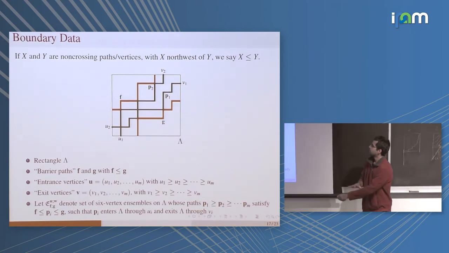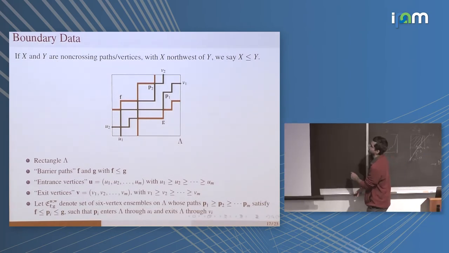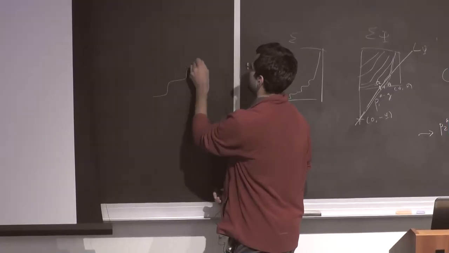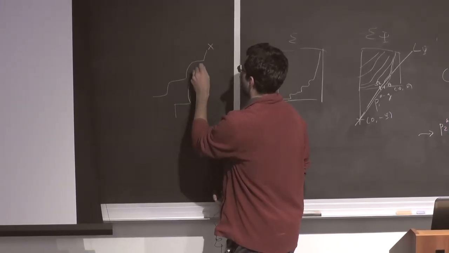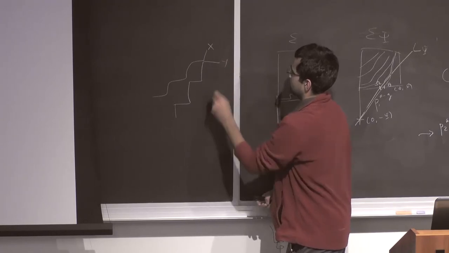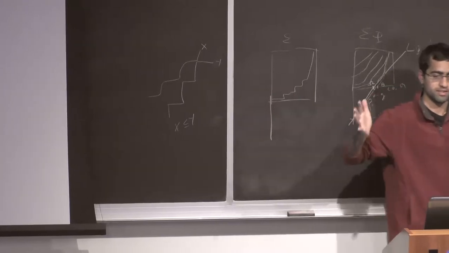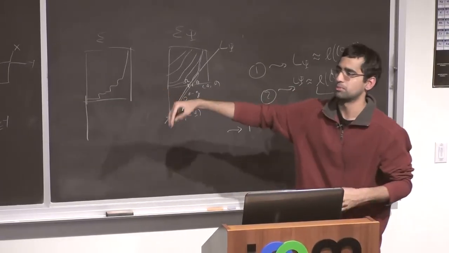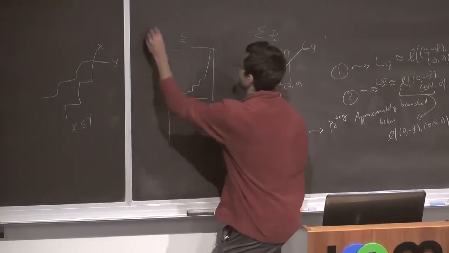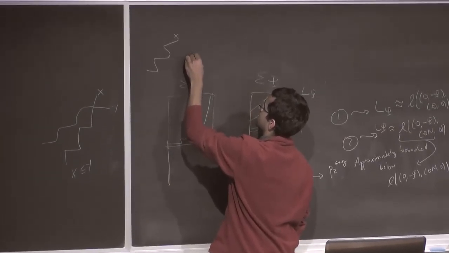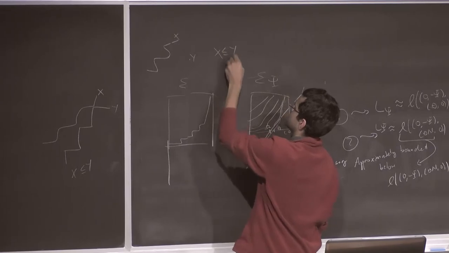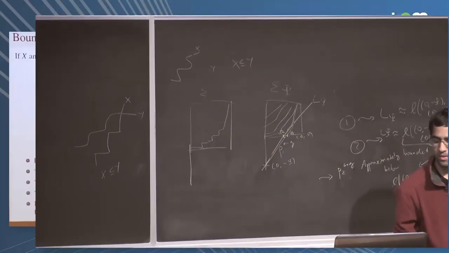So I'll first need to introduce some notation on the boundary data. I'll start with some rectangle lambda, and I'll say that two paths, or vertices, I mean, you can view them as paths, I'll say that two paths x and y, they can touch but they can't cross, satisfy x is less than or equal to y if x always lives above y. Okay, so this is just a definition. I can also make the same definition with vertices. For example, if x is a path and y is a vertex, then in this case I'll also write x is less than or equal to y. So this is just notation.